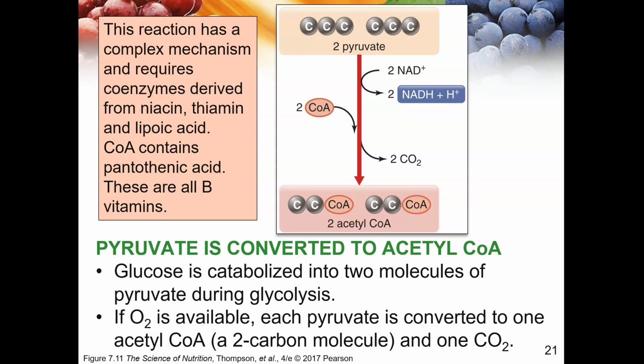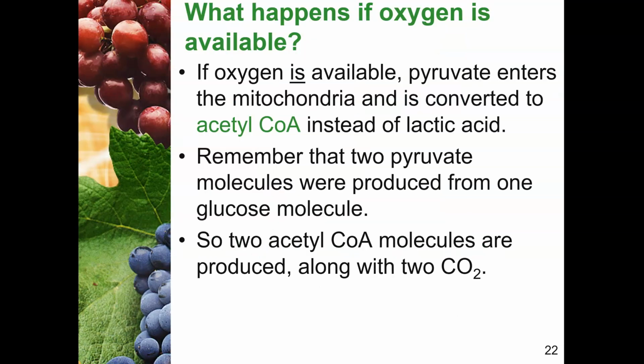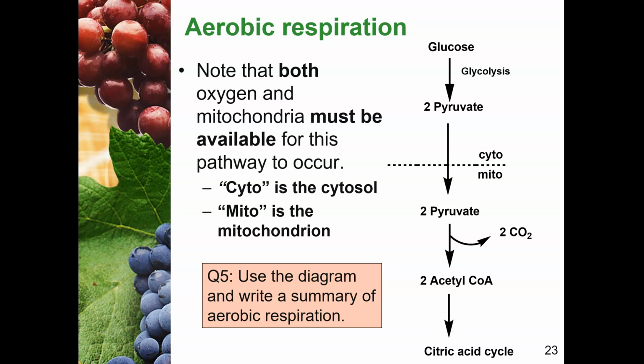Glucose is catabolized into 2 molecules of pyruvate during glycolysis. If oxygen is available, each pyruvate is converted to 1 acetyl-CoA and 1 CO2. But remember, we have 2 pyruvates, so we get 2 acetyl-CoAs, 2 CO2s, and we get 2 NADHs. So if oxygen is available, the pyruvate goes into the mitochondria and is converted to acetyl-CoA. So now we have 2 acetyl-CoA molecules, along with 2 CO2 and 2 NADHs.